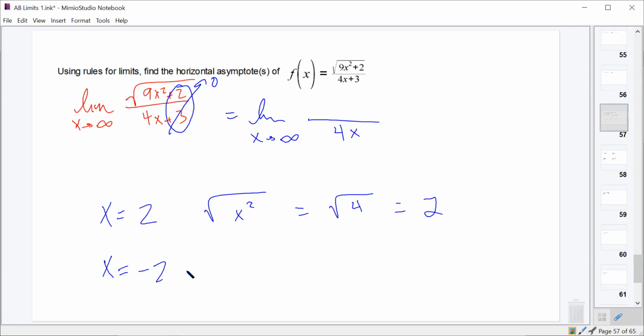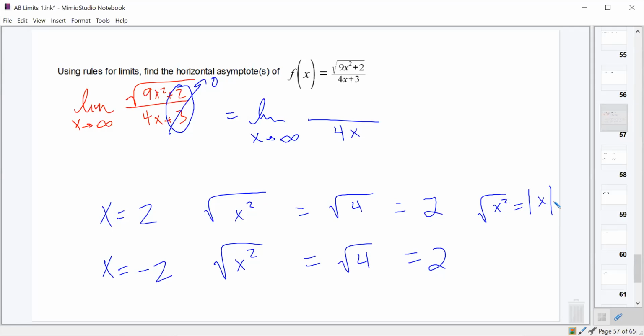But what if x is negative 2? What's the square root of x squared? It's the square root of 4 again, right? Which is now 2. So does the square root of x squared always just equal x? No, it's the absolute value. Yeah, the square root is either the plus or the minus depending on what we have.